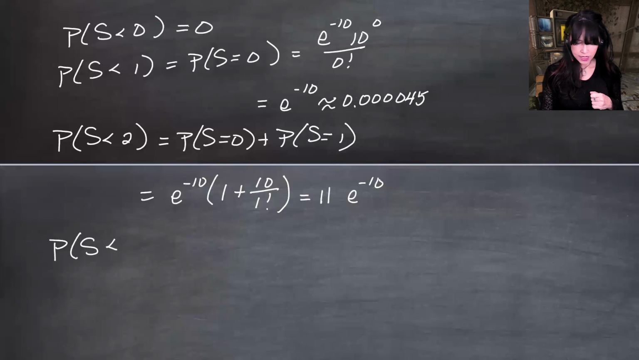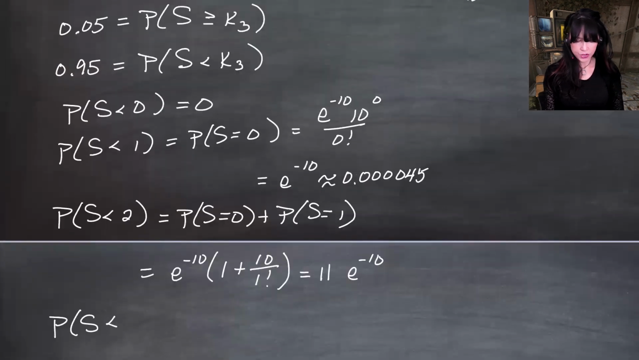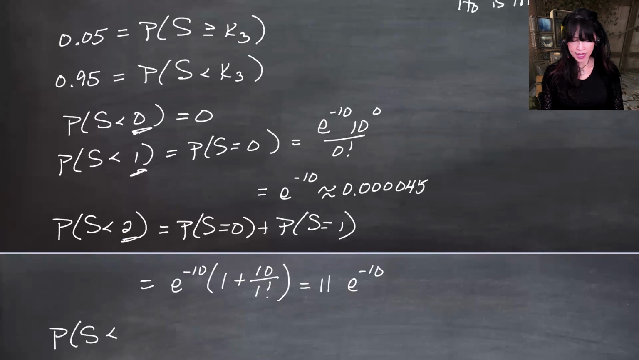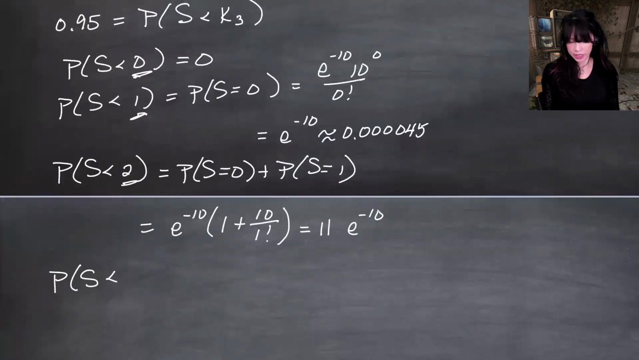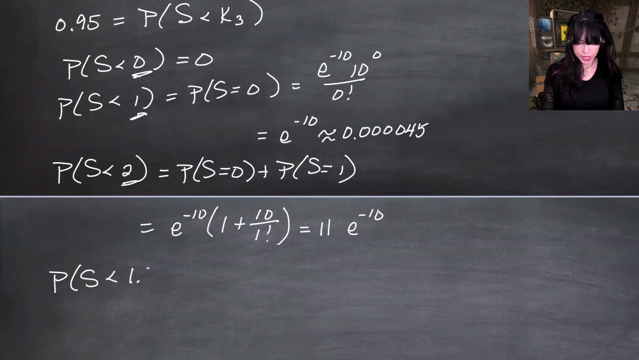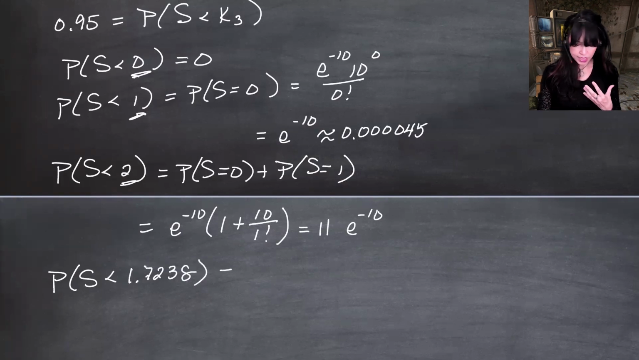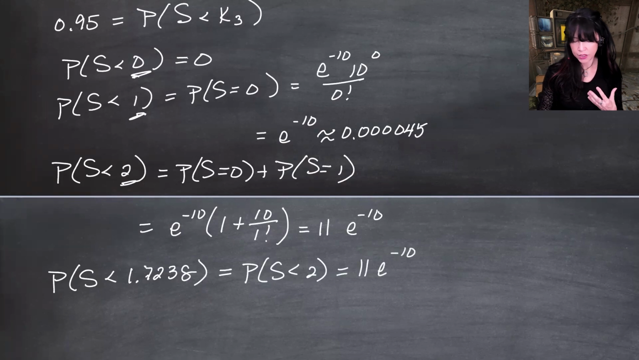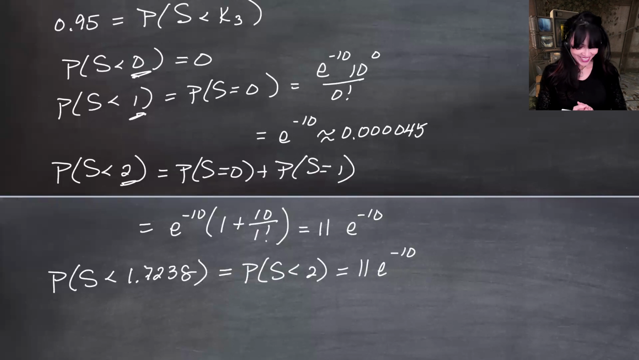Before I continue, I do want to say something: what is the probability that S is less than... why am I looking at integers here? Because the K3 does not have to be an integer. These are the only points I have to look at, because if I say the probability that S is less than or equal to 1.7238, because it's non-negative integer valued, this is the same thing as the probability that S is less than 2, which is going to be 11 e to the minus 10. So I'm just looking at these integer values, but all values are important.